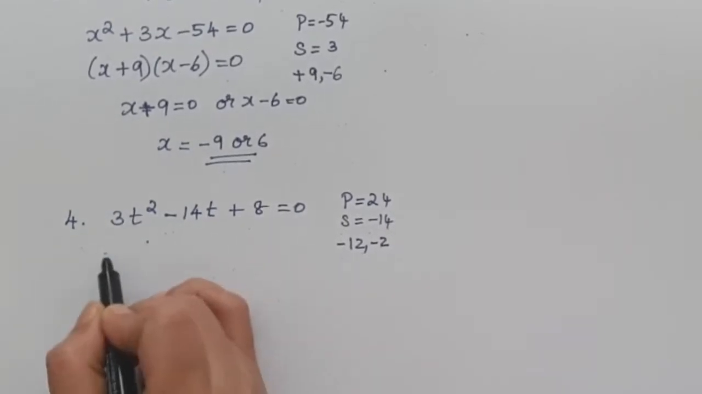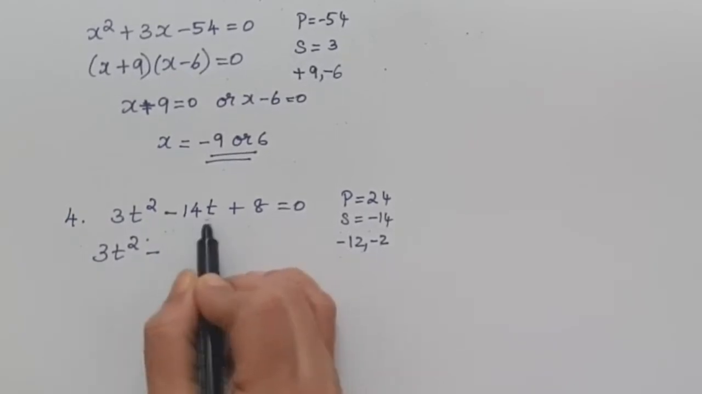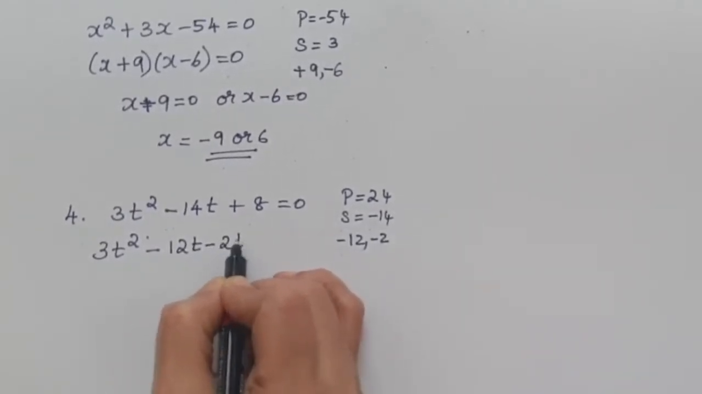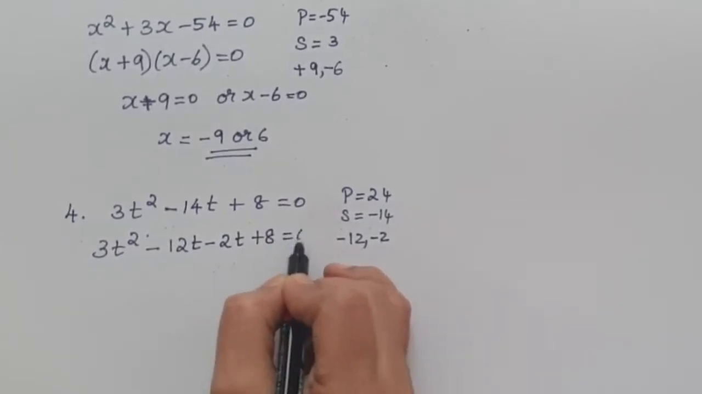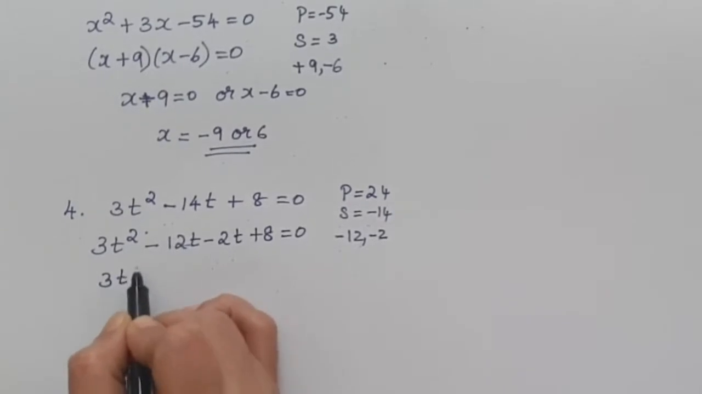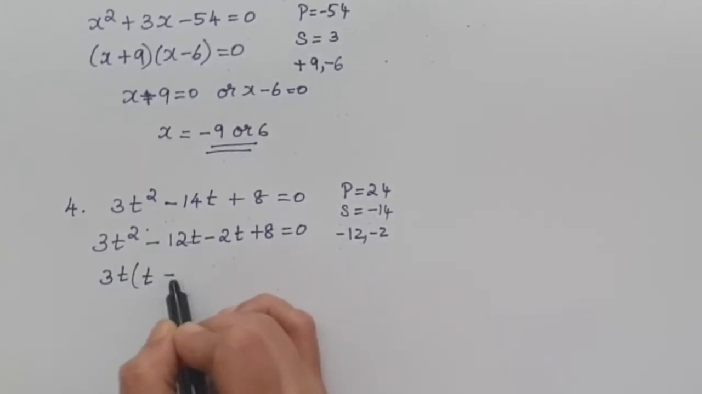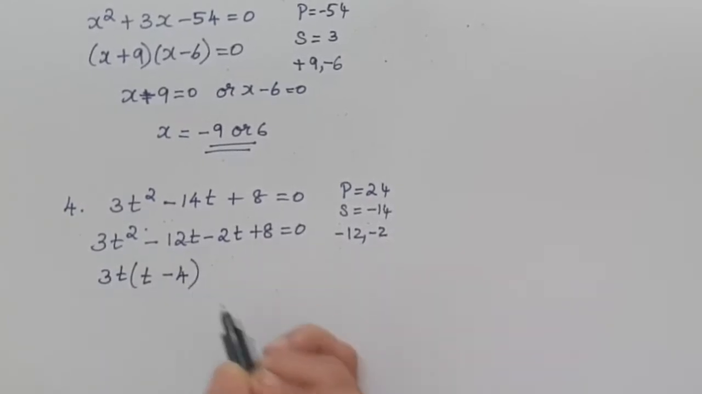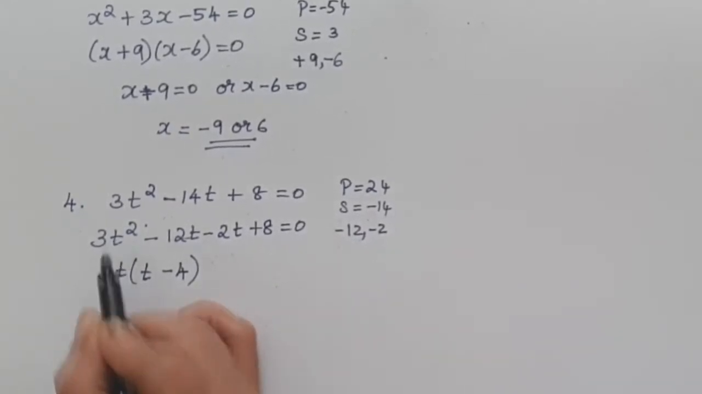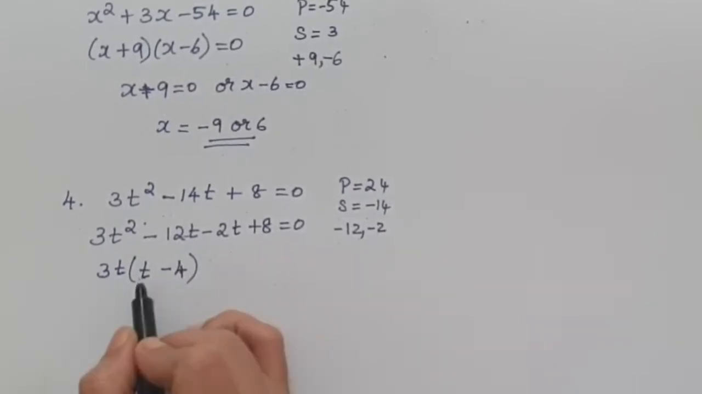So now the first term, write as it is, 3t squared. Instead of 14t, we are going to write minus 12t minus 2t plus 8 equal to 0. Now in these two terms, 3t is common. So in the first term, t is left out. Here when we take out 3t, we get a 4. Now always cross check. 3t into t is 3t squared. 3t into minus 4 is minus 12t. So we got it correct.